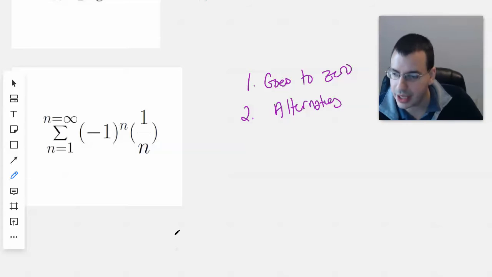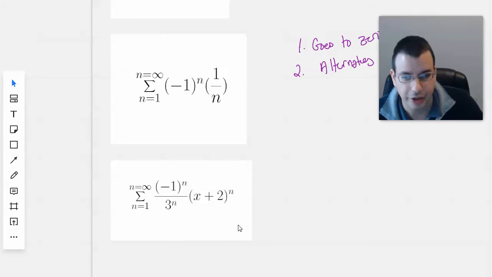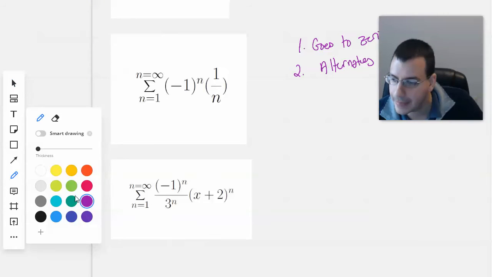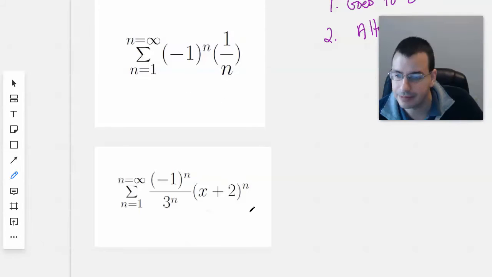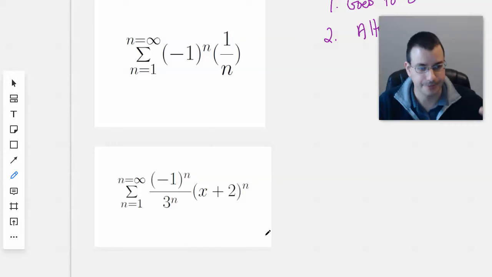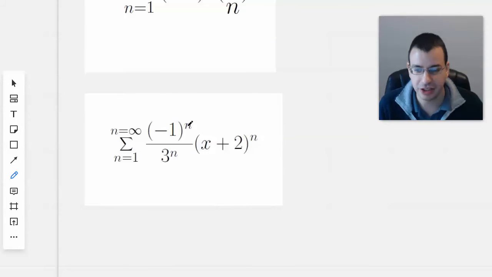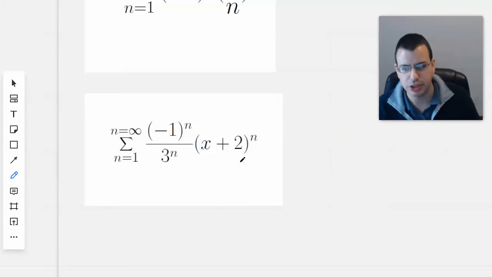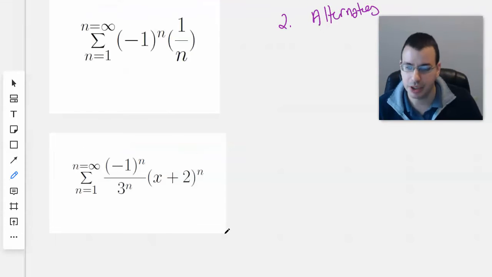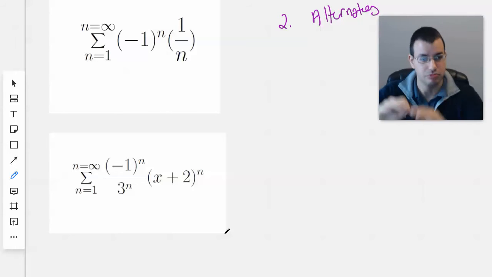Okay, now let's look at an example for radius of convergence. Okay, so here is another example. Lock this guy into place. Looking at this at first, you see, okay, there's a lot going on here. It looks like we have an alternating series, but does this go to 0? And why do we have an x in here? So the question would be, determine the radius of convergence of this series.